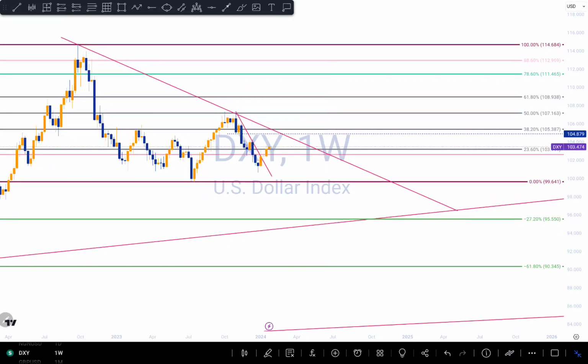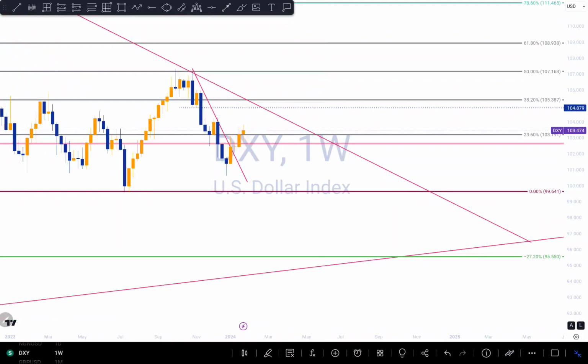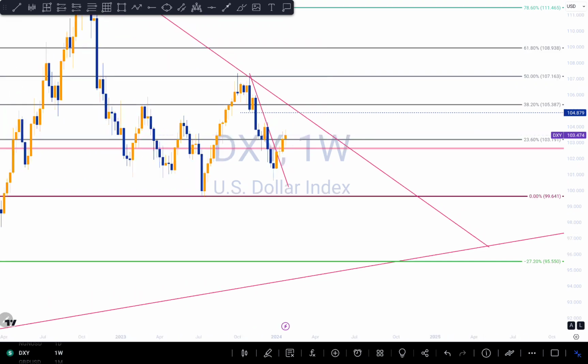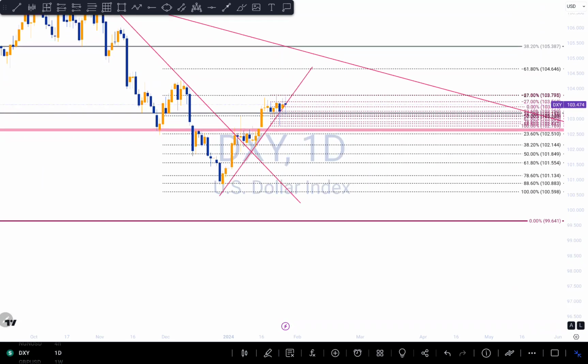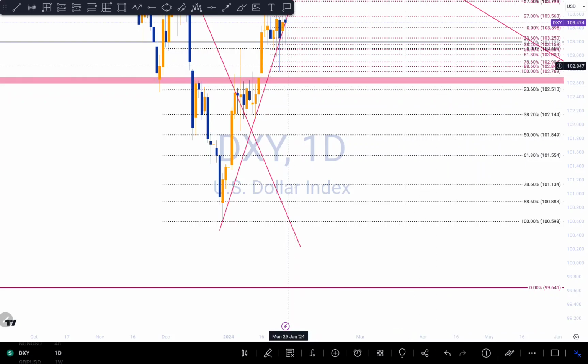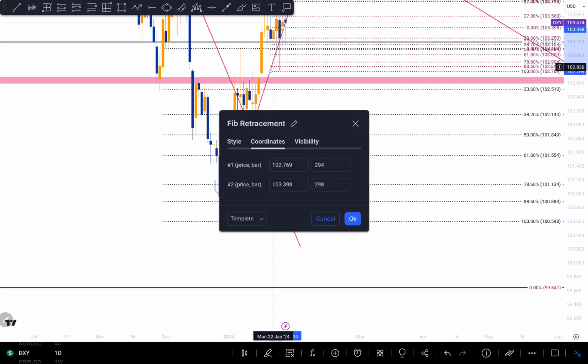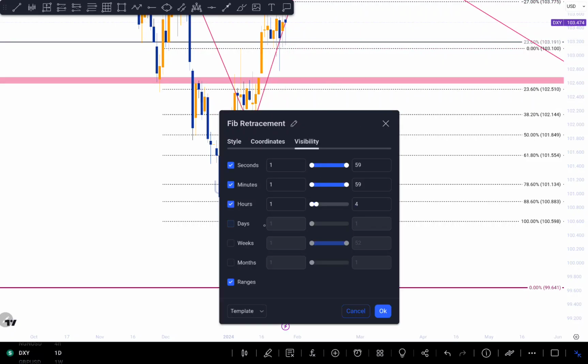So we can see on the XY we are currently pushing to the upside, right? We are currently giving an upside move, even despite the fact that we are still in a downtrend, right? So we can see right here. Let's go to my daily time frame. Let's see this. Visibility, not daily. Let's see, just 1 hour.